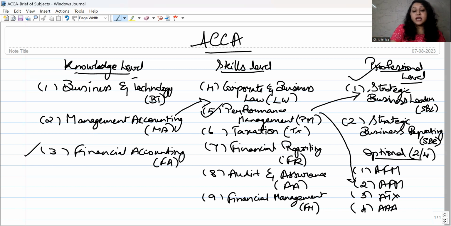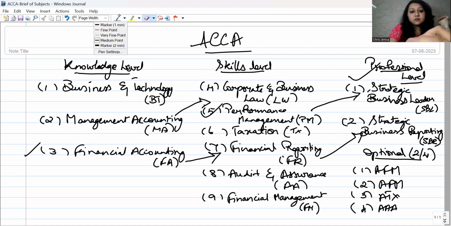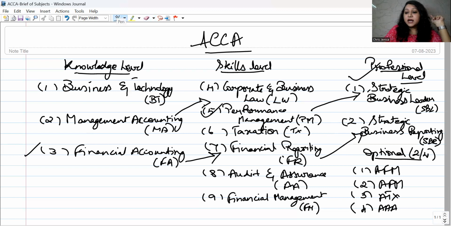What if you had chosen FA, financial accounting, as the third paper of the knowledge level? Then financial accounting is a base for your seventh paper, Financial Reporting, at your skills level. This in turn is the base for Strategic Business Reporting. Now, Strategic Business Reporting is at the professional level.